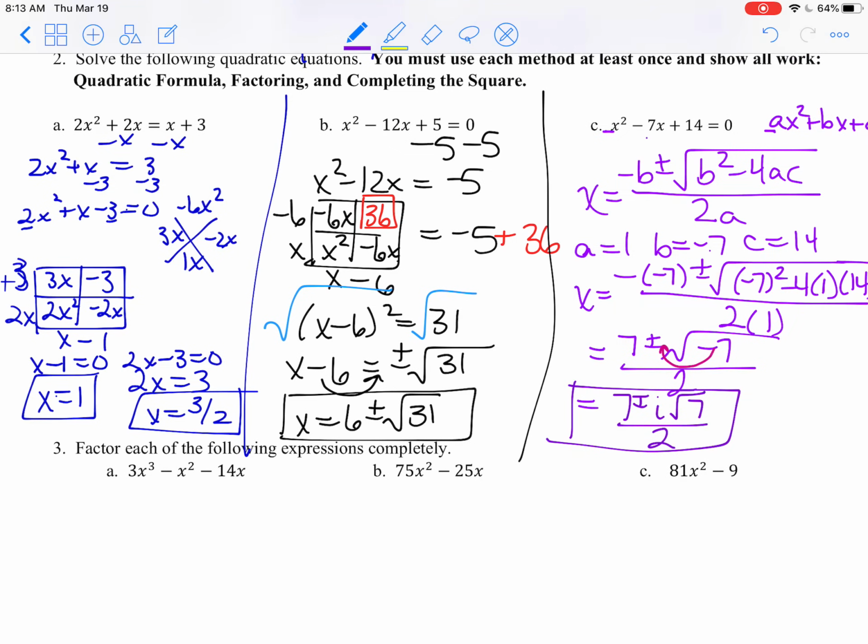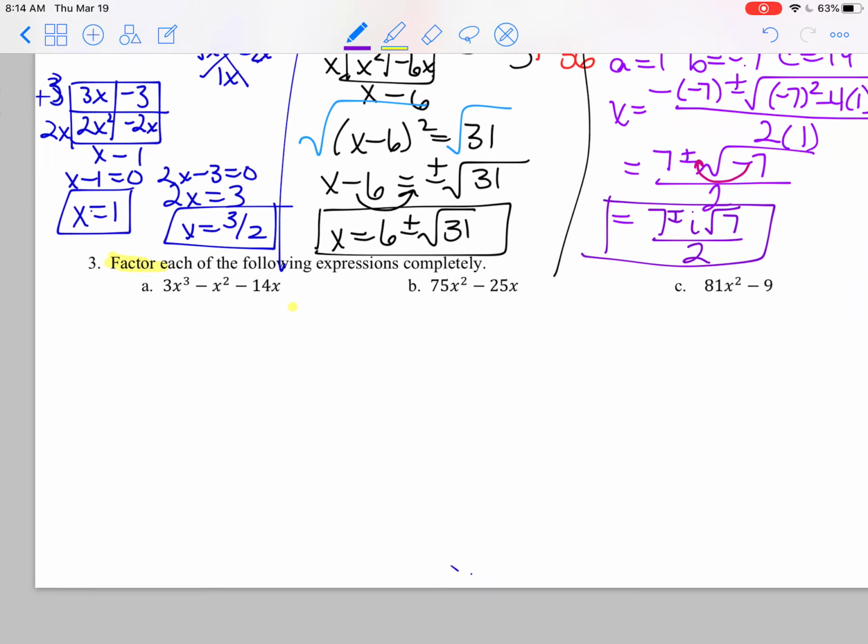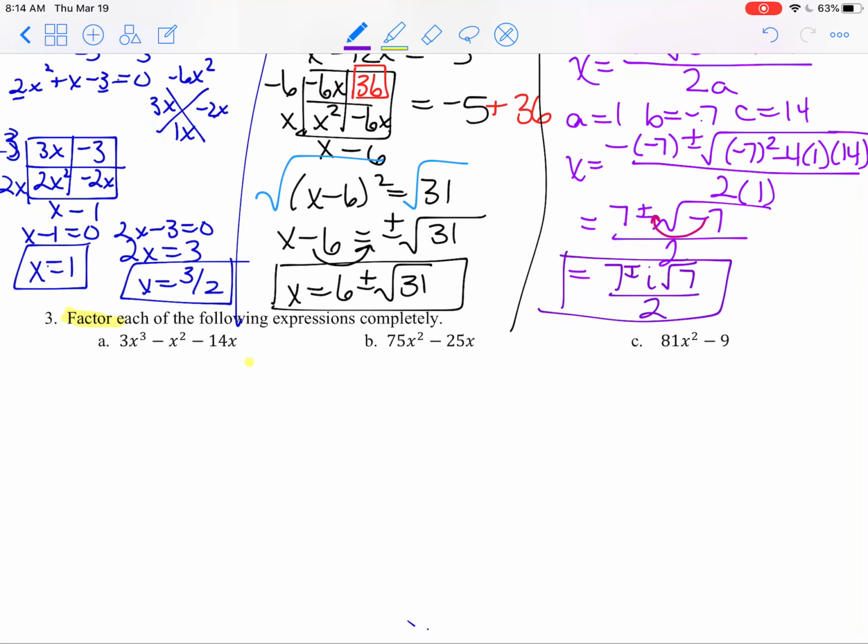All right, so this next part is factor. You guys are having a really big problem understanding the difference between solving and factoring. Let me talk to you about it. Solving in problem 2, everything has an equal sign. Factoring, there's no equal sign, so you can't solve it. So you're just going to break it down. And if you can take out a GCF, you're factoring it.